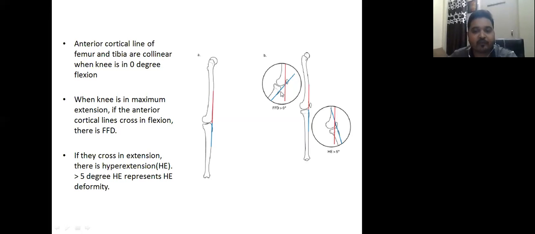That means there is an FFD, and we have to quantify this degree.